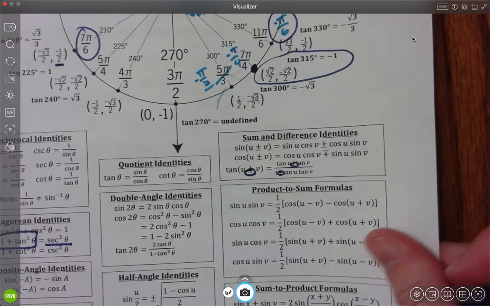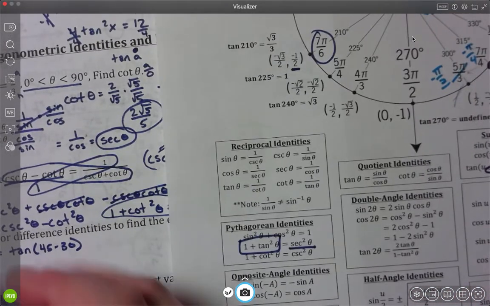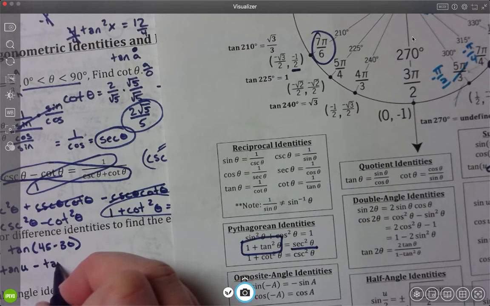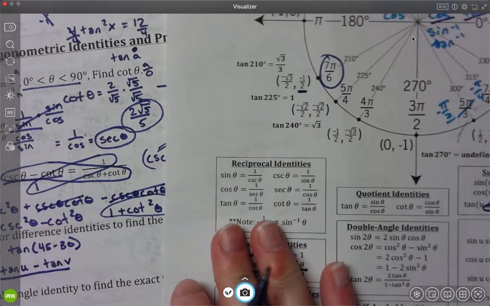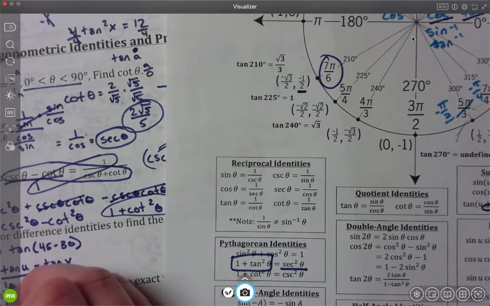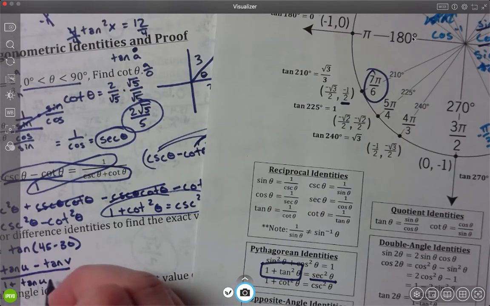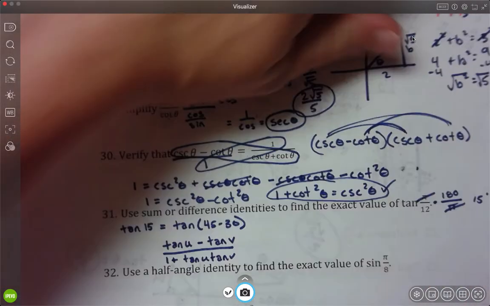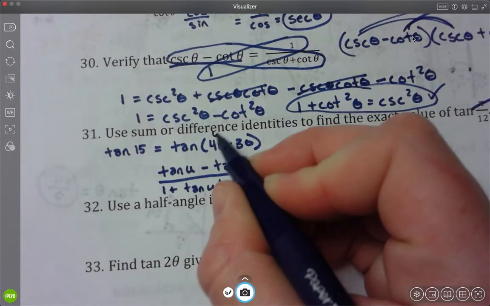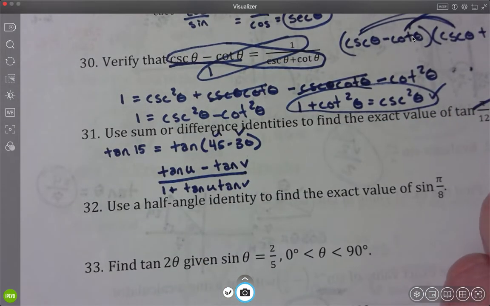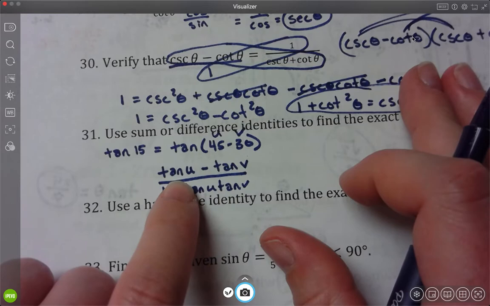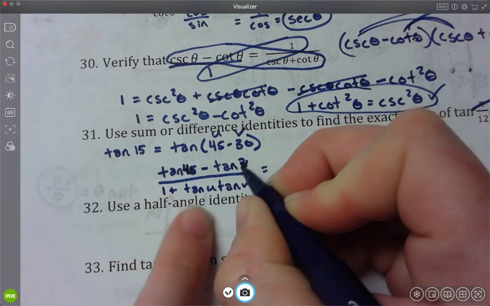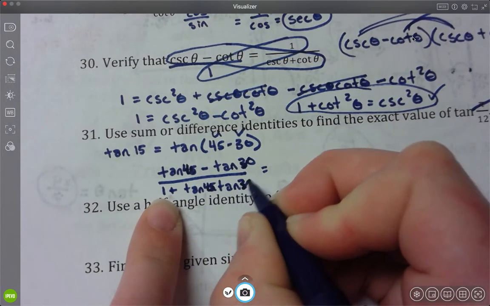Okay, so I'm going to write this out. My formula is going to be tangent of u minus tangent of v over 1 plus tangent u tangent v. So that's what my formula is going to say here. U is going to be 45, v is going to be 30. So if I write this out, this will be 45, this will be 30, this will be 45, this will be 30. Okay, u, v, u, v.